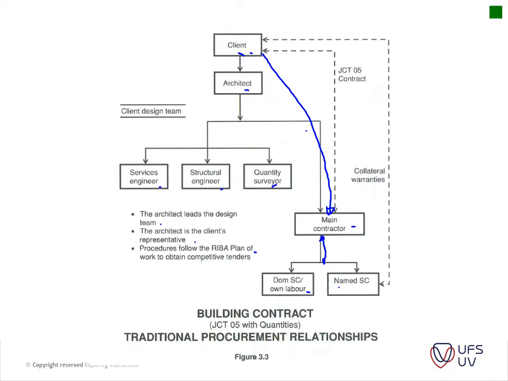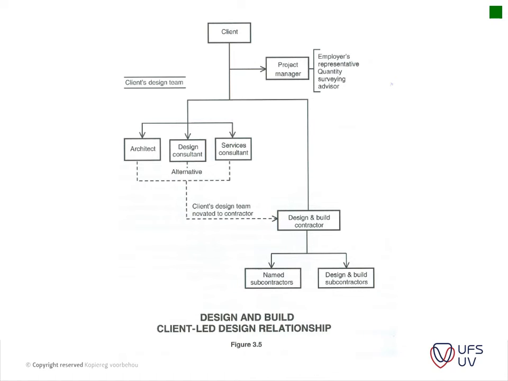Okay, and then you can see here's the actual contract between the client and a contractor, and then you might have subcontractors nominated by the client, or direct appointments that might have an arrangement with the client also. Then you've got your design and build, client-led design relationship. So you've got your client, your project manager, and your architect, consultant services, and then they do a limited amount of design, and your design and build contractor then takes it further. So usually these consultants just try and put a scope together.